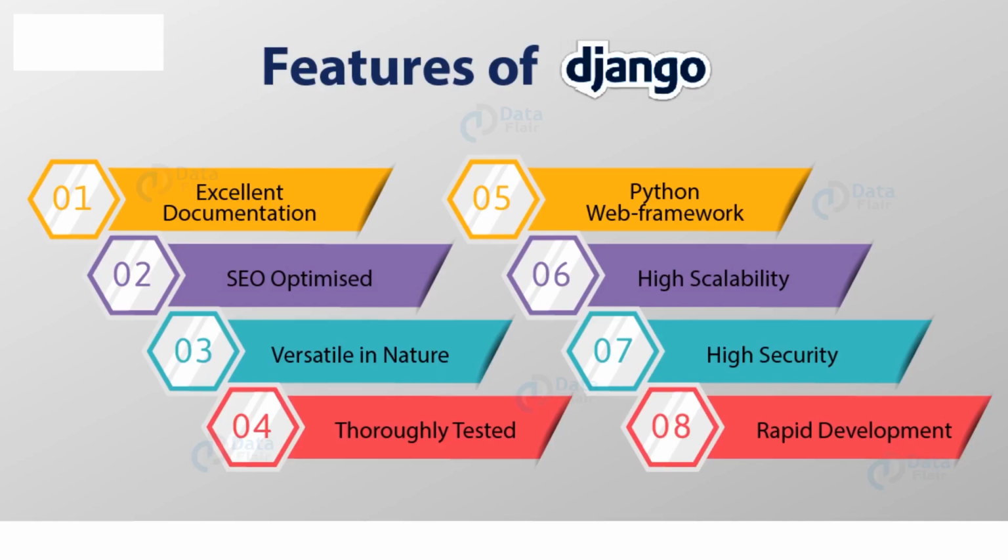Python web framework. It is based on Python, so almost all the Python libraries can be used with the Django framework. We can easily integrate machine learning and AI applications with Django. High scalability. It is highly scalable, it can be used for very large projects. High security. It offers a lot of security features that protect our website from hacking. Rapid development. It comes with a lot of libraries, so we can quickly develop web applications.